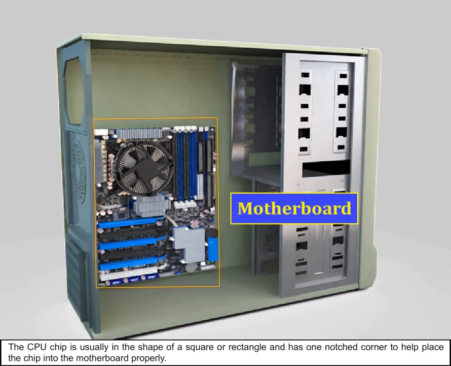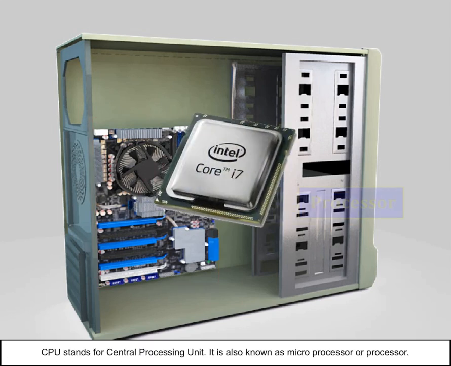The CPU chip is usually in the shape of a square or rectangle and has one notched corner to help place the chip into the motherboard properly. CPU stands for Central Processing Unit. It is also known as microprocessor or processor.